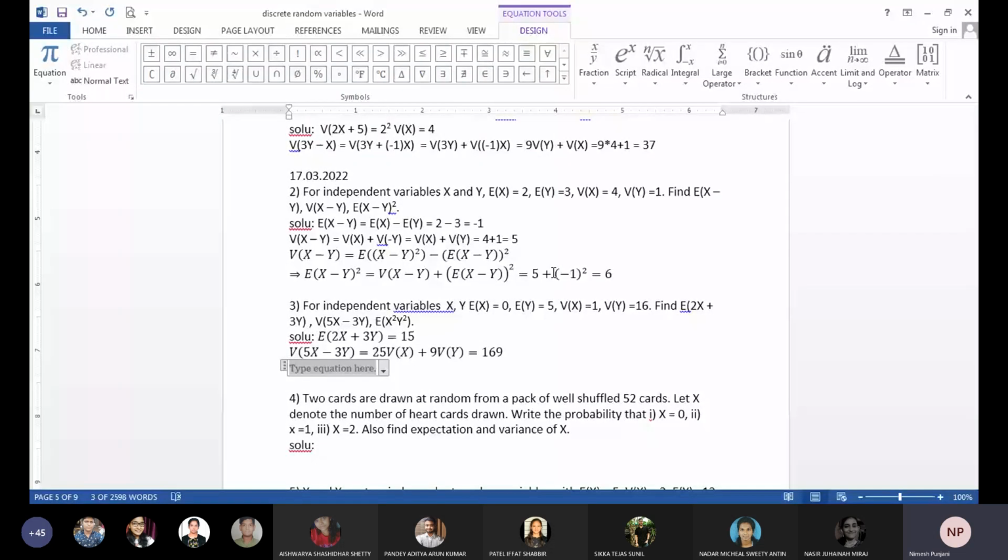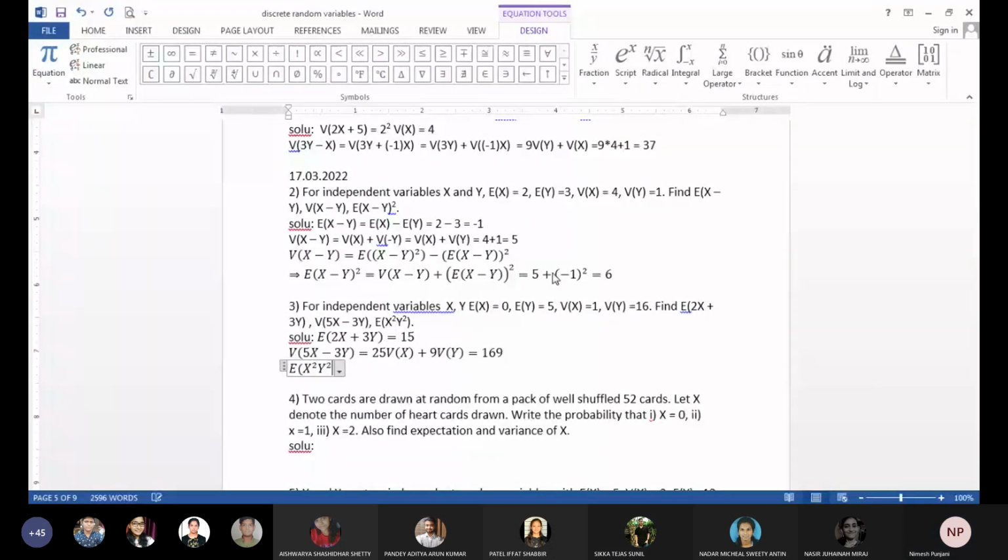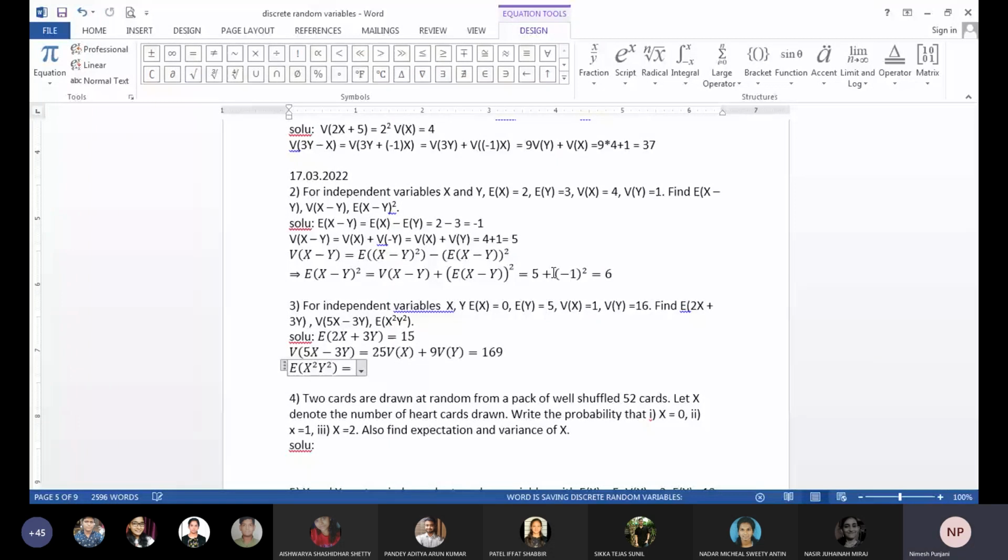तेजस, इट्स क्लियर नाउ? हाँ यस सर. तुमने उधर भी एक्सपेक्टेड वैल्यू का ही यूज किया था ना फॉर्मूला? हाँ सर. ओके, then expected value of x square y square, how will you solve this?